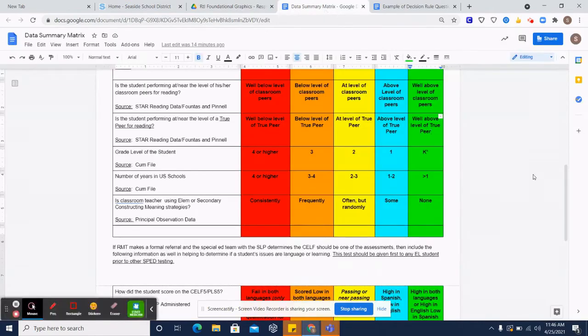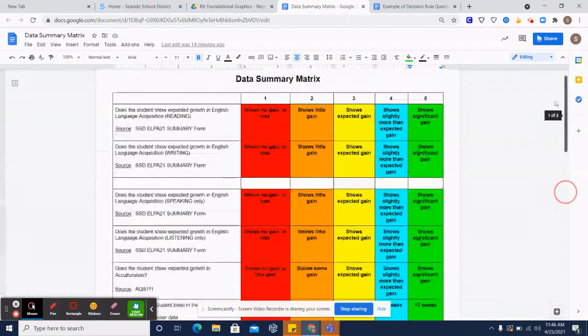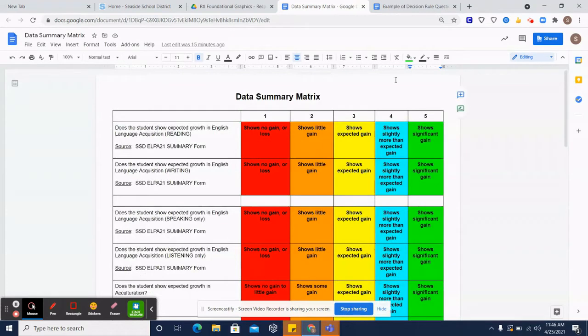So what we came up with was this data summary matrix, and it is a Likert scale for a number of characteristics. The first two have to do with reading and writing, and we look at the ELPA summary form scores, and we look to see if the student shows no gain or a loss, shows little gain, shows expected gain, shows slightly more than expected gain, or shows significant gain. And we do the same for writing.